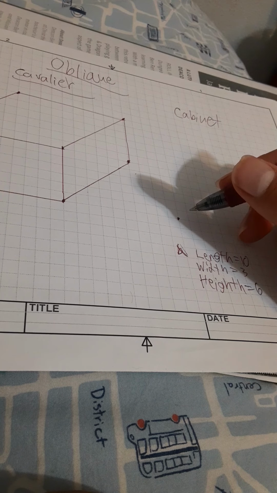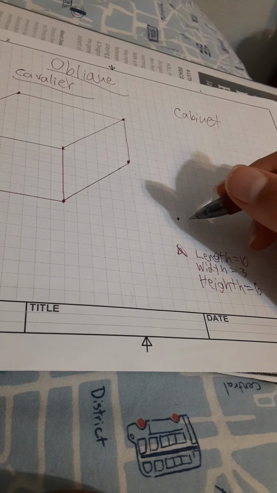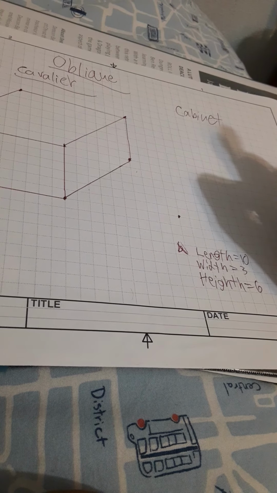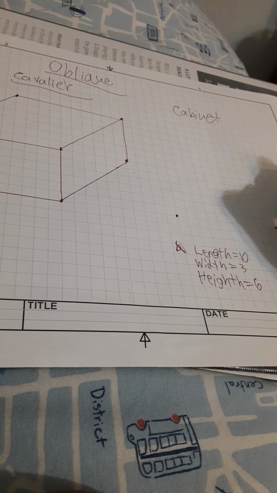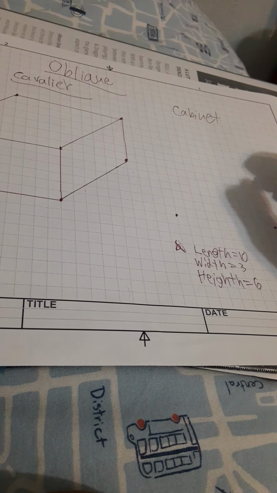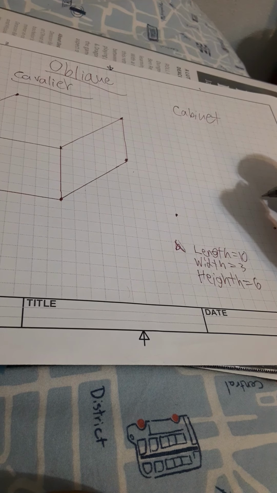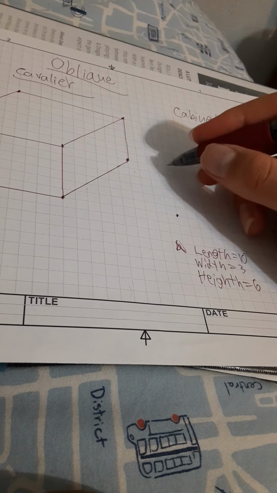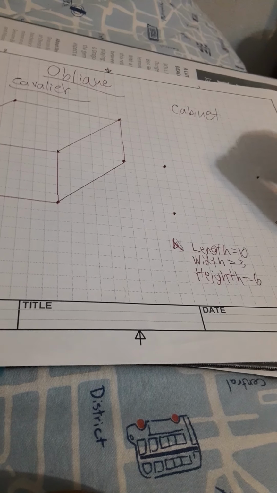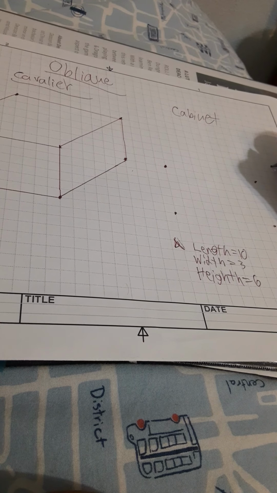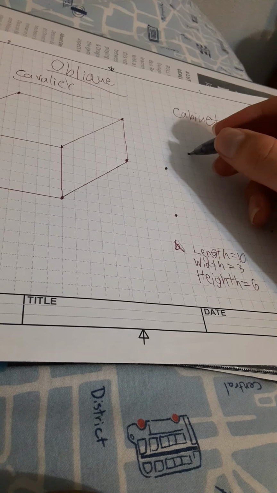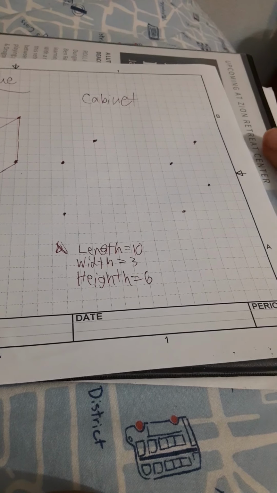And I go 1, 2, 10. Now for the width, you're going 1, 2, 3, 4, like so.